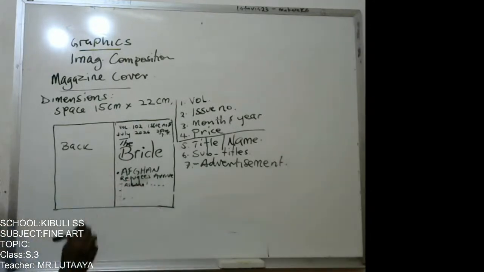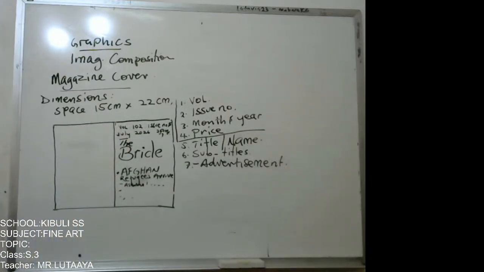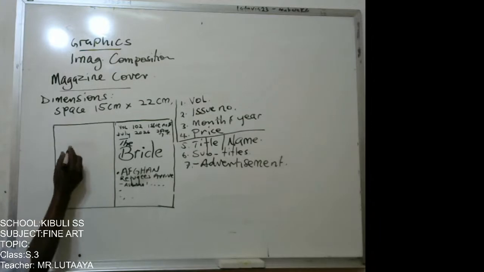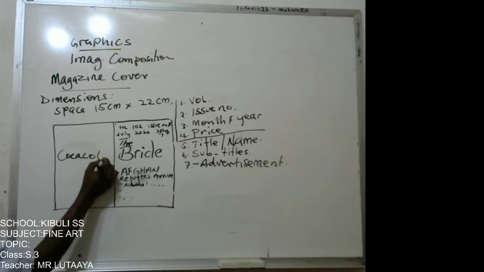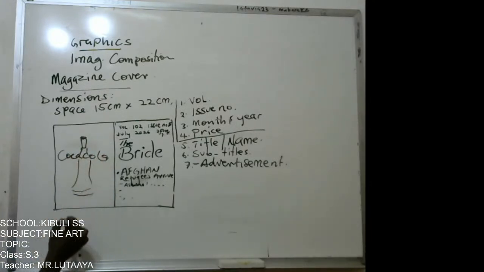Then the other subtitles. So you go to the back cover. Back cover, we only need an advert there. Big companies sponsor magazines. So you can say Coca-Cola. Then its illustration maybe of a new type of drink they want people to get aware that it's on the market. So that is the content of the magazine.